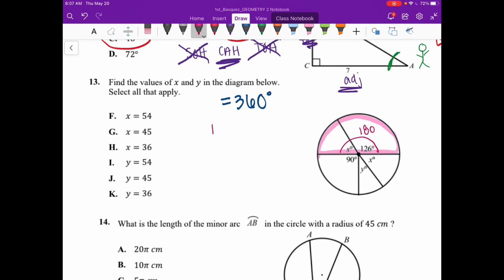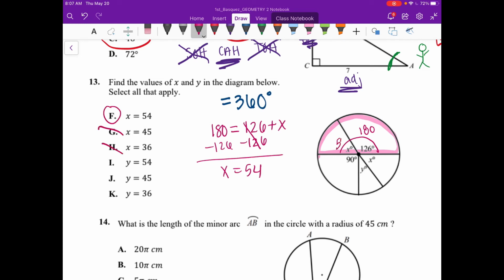And if I already have, so I know this is going to be 126 plus x. So how do I figure out x? Well, I already have 126 of that. So x comes out to be 54, and I can cancel out the other x values. This is 54, and so this is also 54 because these are vertical angles. So I'm using the vertical angle property here to transfer that information. And now I can focus on my second semicircle.